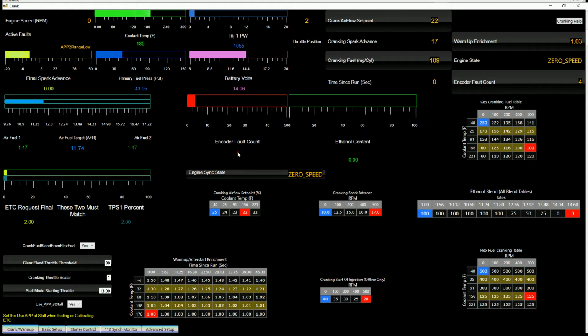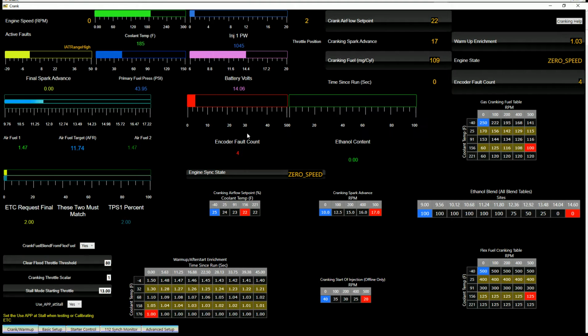If you're running the engine on the dyno or revving it up and you're getting increasing fault counts, that means the computer's losing the engine position for some reason. You're getting inadequate information from your cam or crank sensors. So then you want to diagnose those in one of the other sync windows. But for now, we're just dealing with the crank warm-up table. But that's where you get this information from.